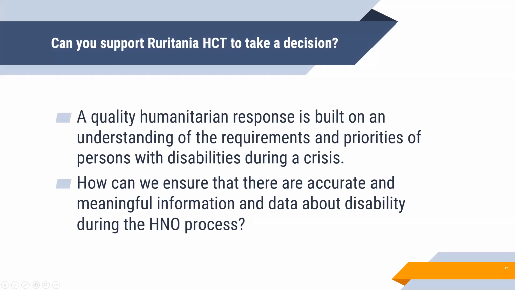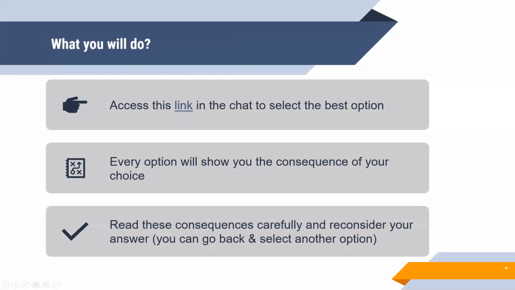So what we would like you to do in scenario one is to help the HCT take a decision. A quality humanitarian response is built on an understanding of the requirements and priorities of persons with disabilities during a crisis. How can we ensure that there are accurate and meaningful information in place and data about disability during the HNO process? So I want you guys as a group individually to think through what the consequences are.